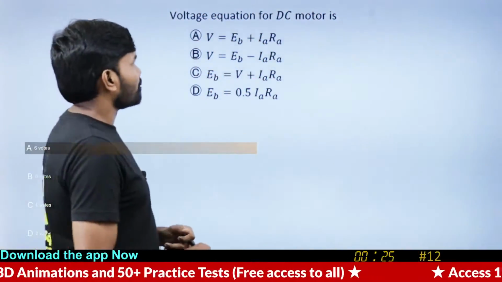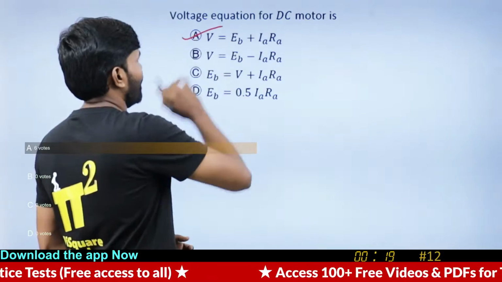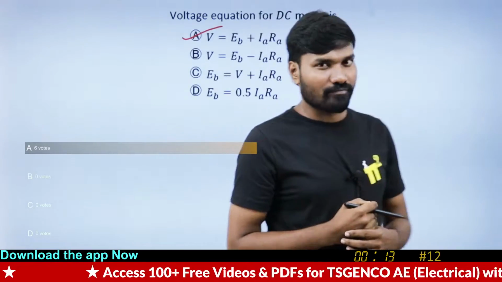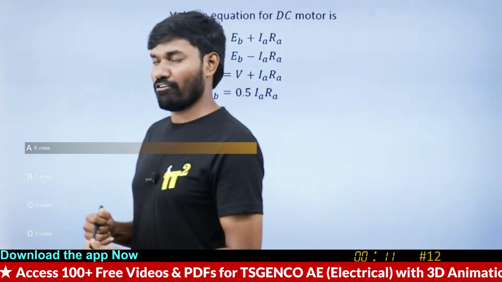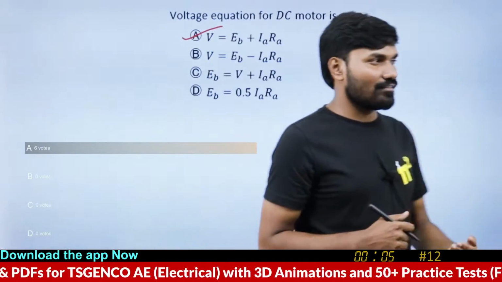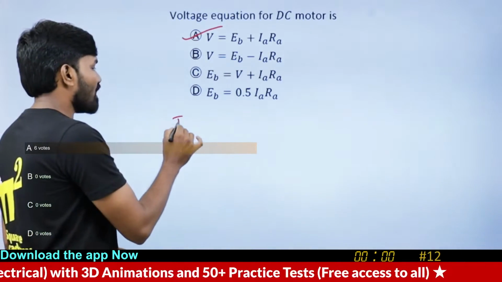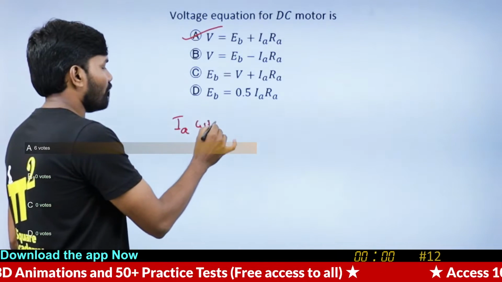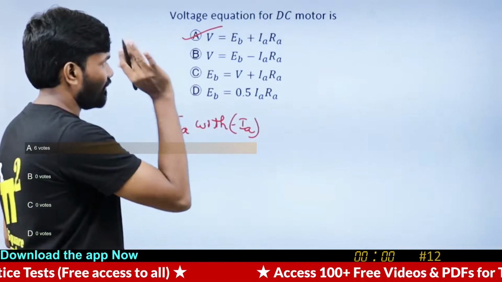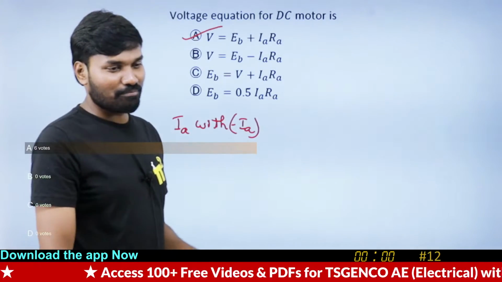In a DC motor, the input voltage, whatever you're giving, is equal to EB plus IARA. Careful, guys, if you understand a motor. Powerful tip I'm giving: to get generator equations, all you need to do is replace IA with minus IA. That's it. If you replace IA with minus IA, you will get all generator equations. That's a powerful tip of the day.